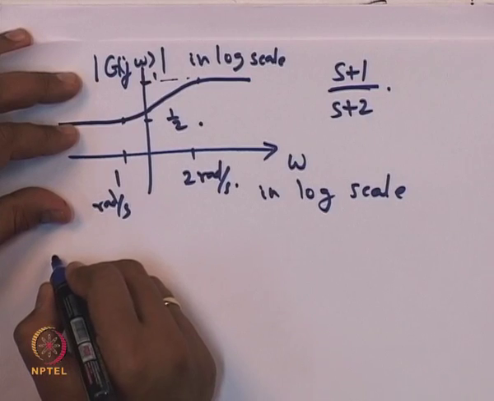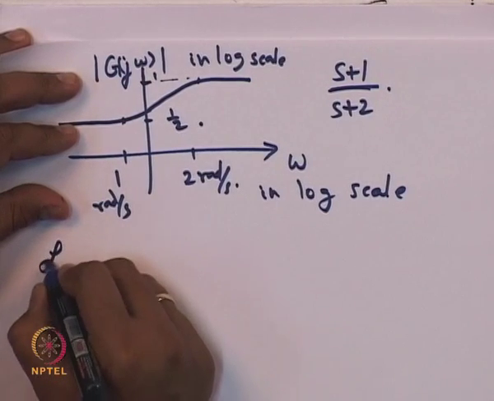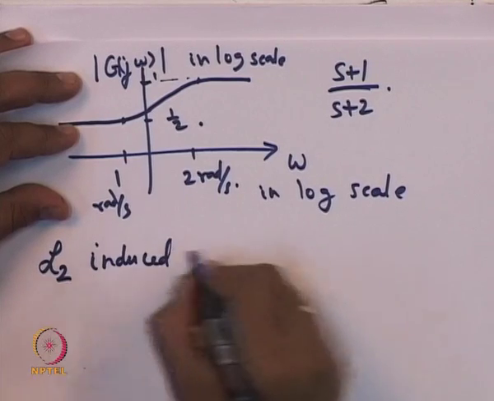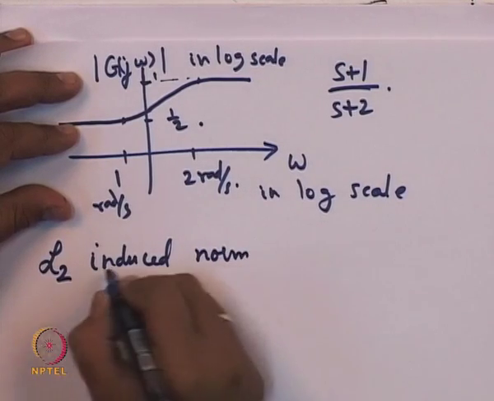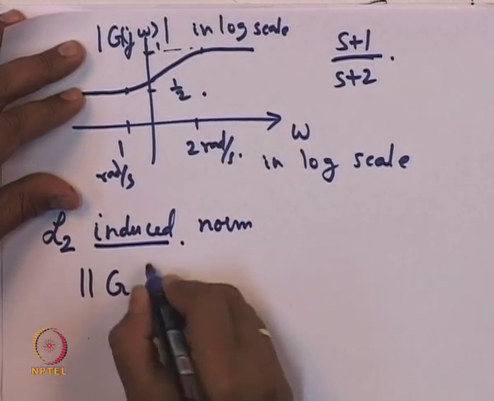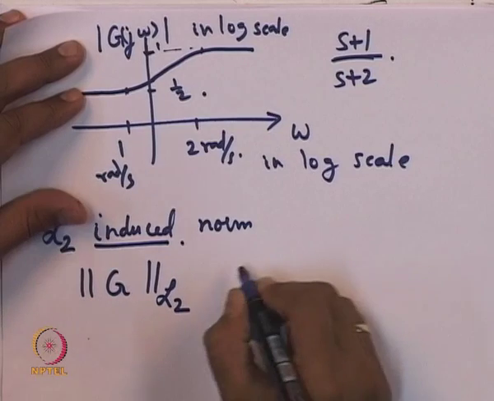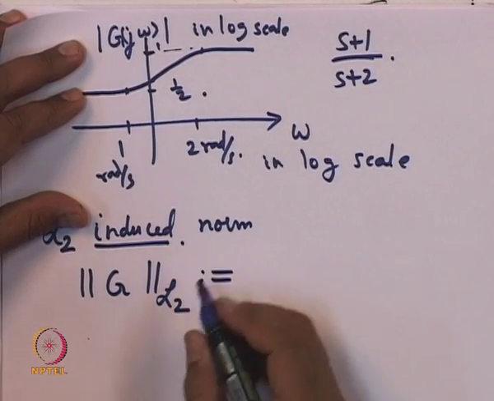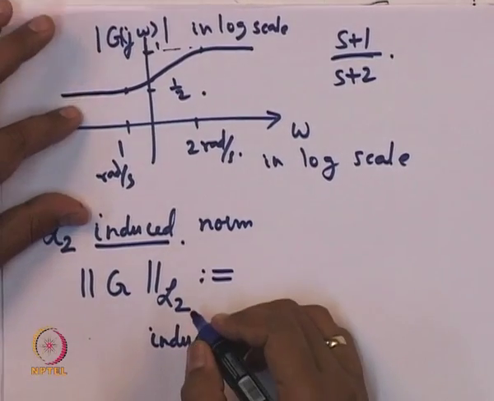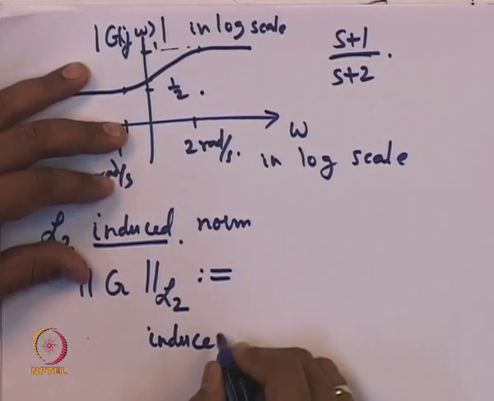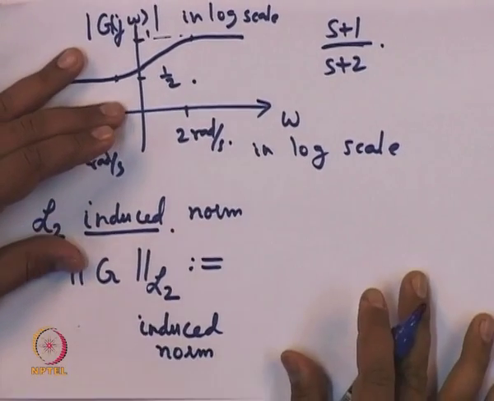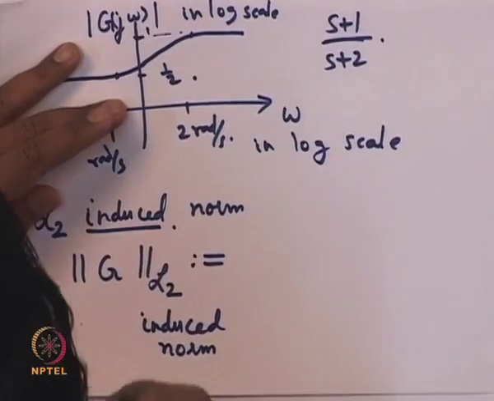So, we can ask, what is the L2 induced norm? What is induced about it? We take the system G. G is not a signal. We defined the L2 norm of signals so far, but now we are going to define a so called induced norm. This is not the L2 norm that you saw so far.